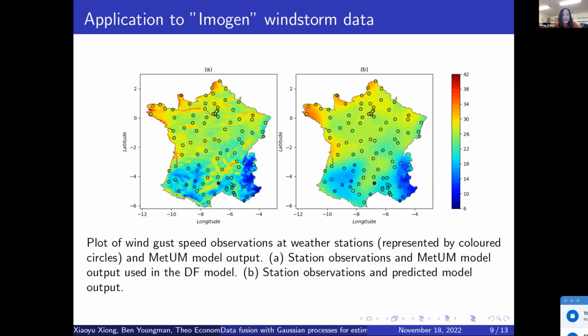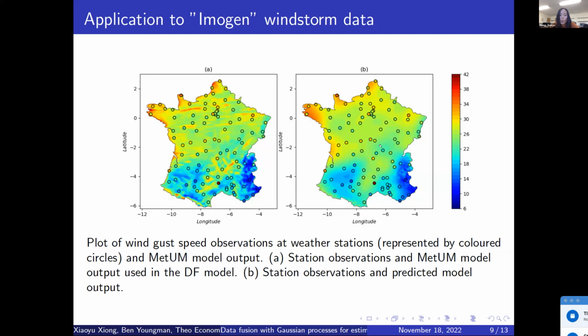We also applied this model framework to real data of windstorm Imogen across France. Figure A shows the simulated windstorm event from the Met Office Unified Model output, superimposed by the 128 station observations, which are denoted by circles. The color indicates the intensities. It can be seen that there is a discrepancy between the simulated output and the station observations.